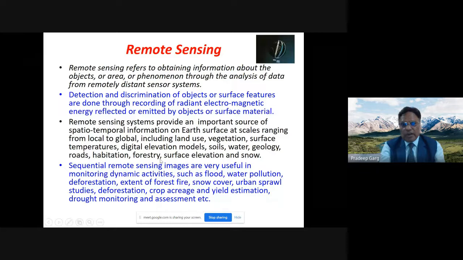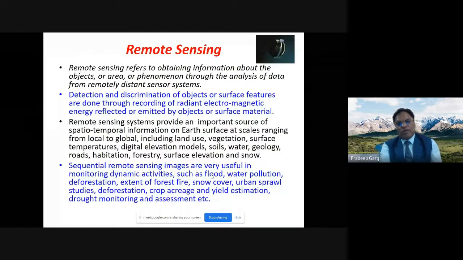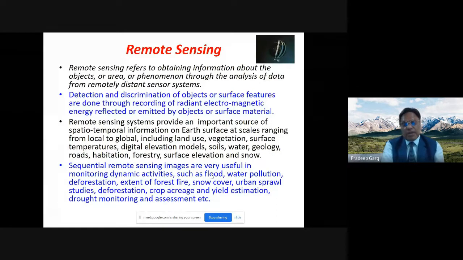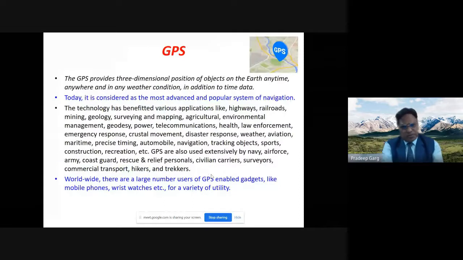For example, when we carry out flood mapping, water pollution mapping, deforestation activity, snow cover, urban sprawl, or crop yield estimation, or in case a disaster is taking place, disaster management. So in various areas, these images are being used by various experts.